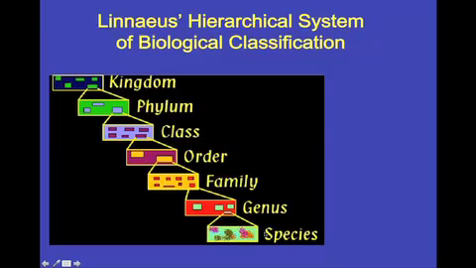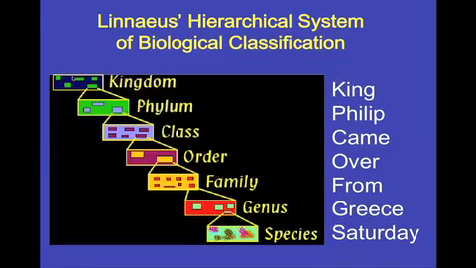Then you can put all of those species into a larger box with other similar species, and they're in the same genus. And then that genus with a bunch of other genera can be put into a higher level of classification called a family. And all of the different families that have broad similarities will be in the same order, up to class, up to phylum, up to kingdom.